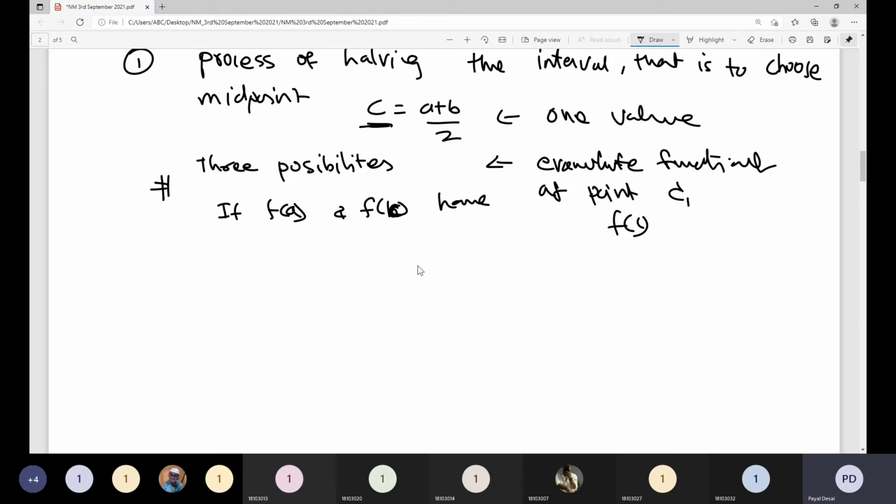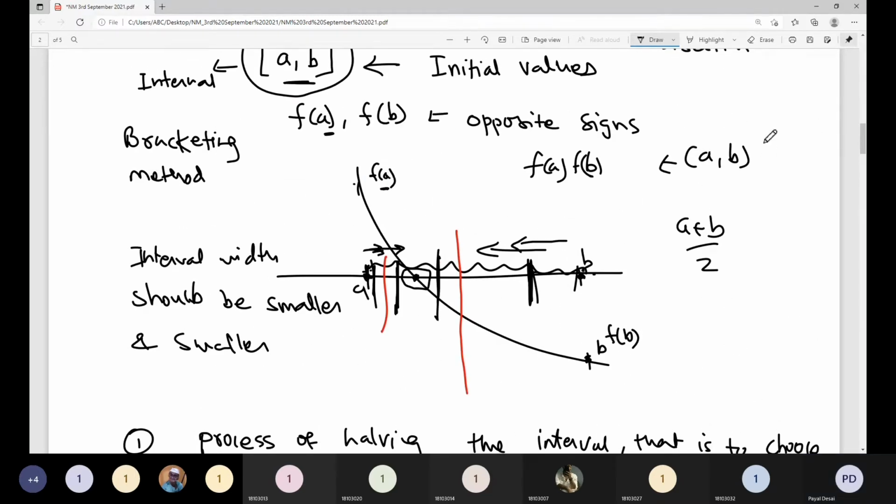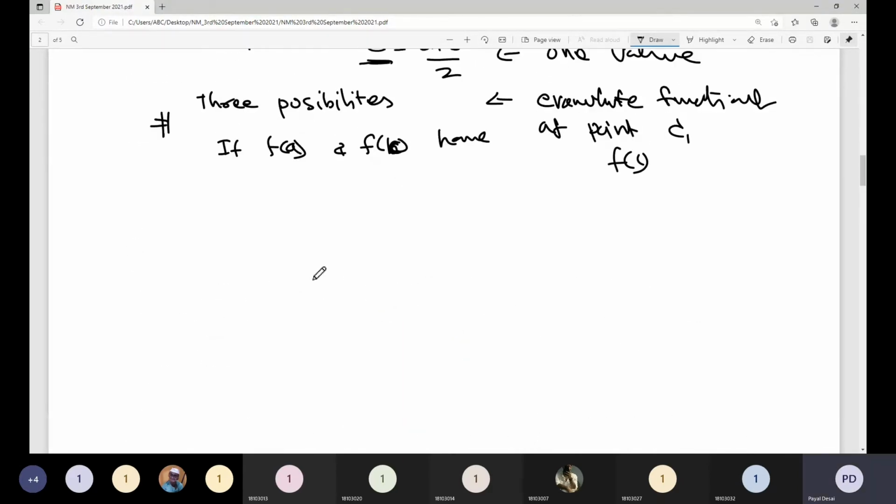So if FA and FC have opposite values, have opposite sign, a 0 lies in A and C. It's obvious. Graphically, I will draw one more graph where you will be able to understand that.